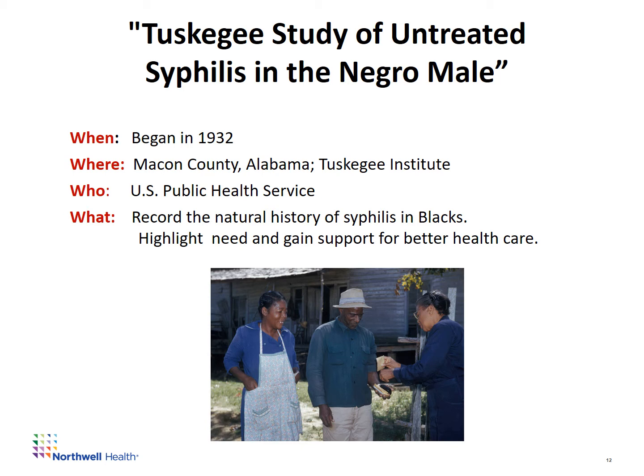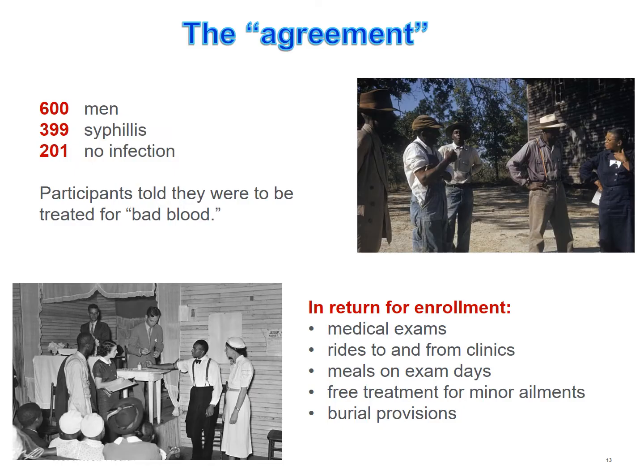Much funding had been cut for health care in poorer areas, and it was felt that studying the ravages of untreated disease may highlight a need and help gain support for better health care. What started with good intent ended in disaster. A total of 600 men were enrolled in the study. 399 who had syphilis were part of the experimental group, and 201 served as control subjects.